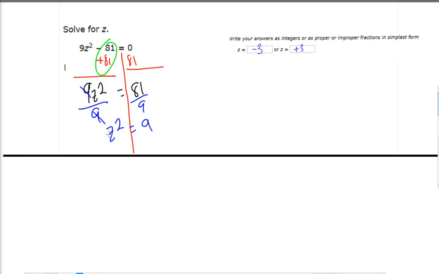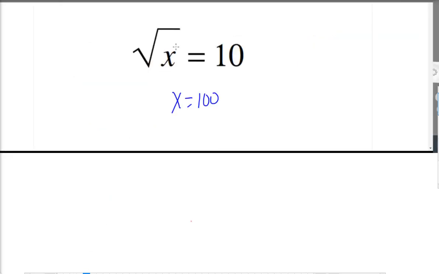We're being asked to solve for z, not z times z, not z squared. So we're going to square root both sides, and z is equal to -3 and +3. All right, so this is question number 5.